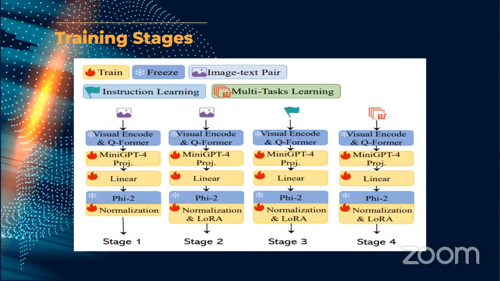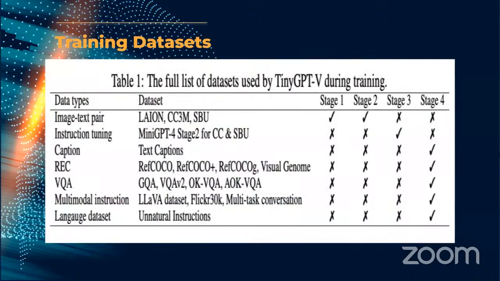Next slide, please. The following are the datasets used during the entire training process. The first and the second stage utilize the same dataset, which is a combination of Conceptual Captions, SBU, and LAION. In the third stage, we use the image text pairings from MiniGPT-4. The next two are the datasets used for referring expression comprehension and visual question answering.